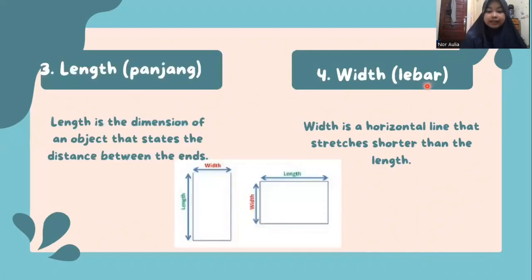Number 3 is length, or in bahasa we can say panjang. The definition: length is the dimension of an object that states the distance between the ends. The length is here. Number 4 is width, or in bahasa we can say lebar. The definition: width is a horizontal line that stretches shorter than the length. We can see the width is over here.